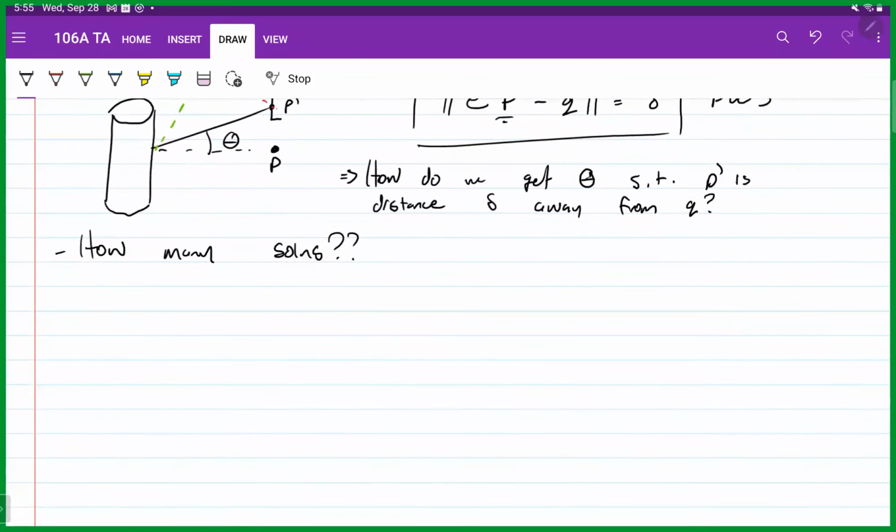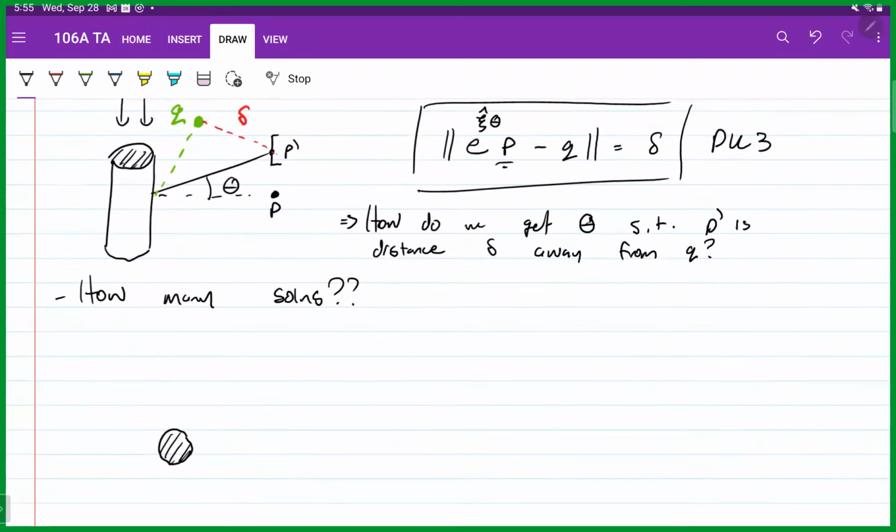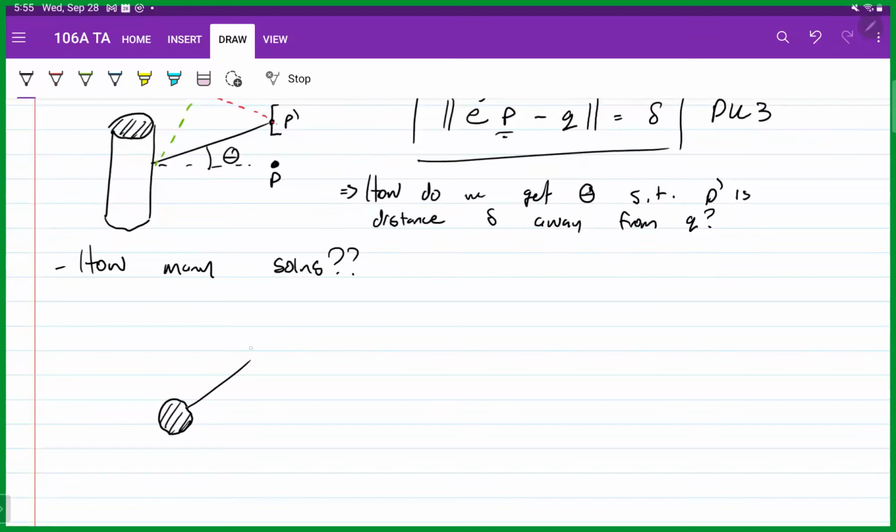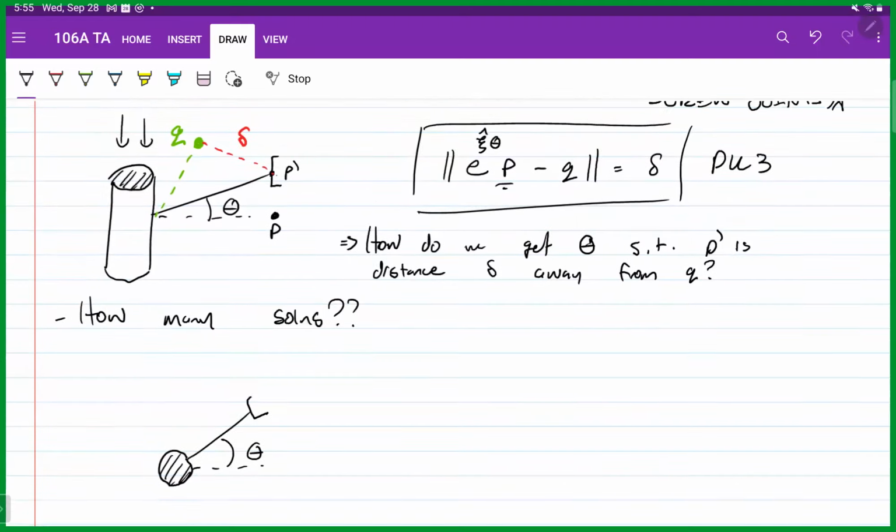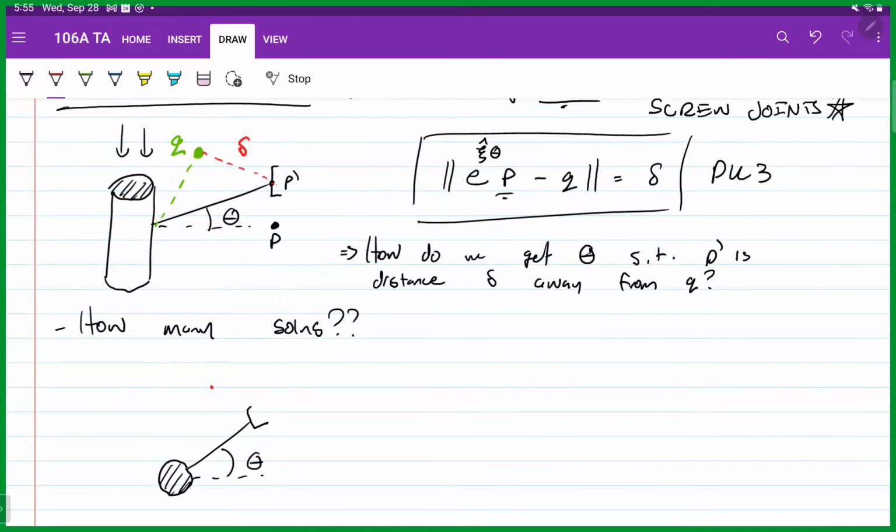So what I'm going to do is draw out the top of my axis, just this thing over here. And we have our end effector at an angle theta. Let's say that at this angle theta, we are the correct distance delta away from our point. So if this is our point Q, and that's our point P prime, let's say that the distance between them is delta. So this is one configuration that makes it work. We're at this correct distance delta.